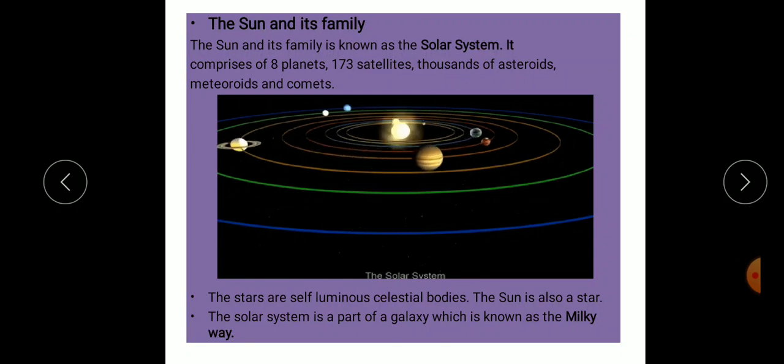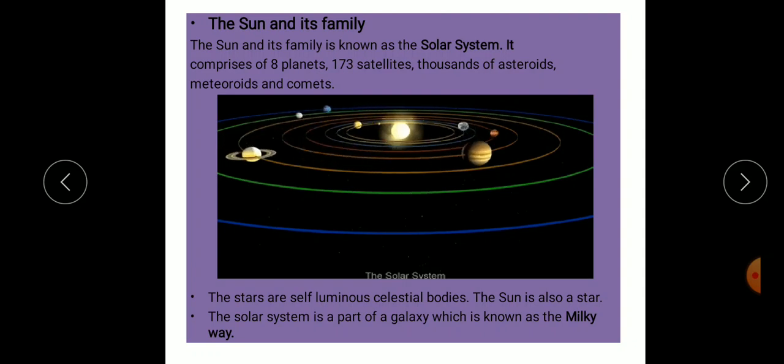First we have studied the sun and its family. You can see in the image, student, that this is our solar system. The sun and its family is known as the solar system. It comprises 8 planets, 173 satellites, and thousands of asteroids, meteoroids and comets. The stars are self-luminous celestial bodies. The sun is also a star. The solar system is a part of a galaxy, which is known as the Milky Way.